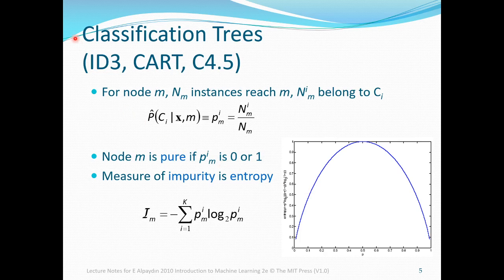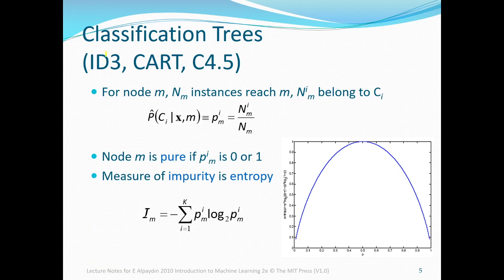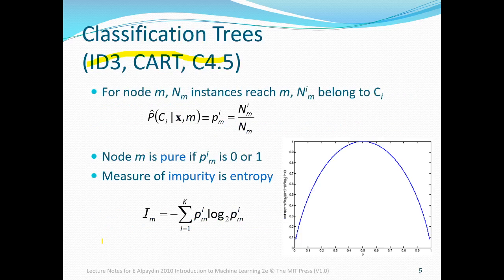Now we will be talking about classification trees. The classification trees are ID3, CART, and C4.5. For node m, N_m instances reach m, N_m^i of them belong to C_i. Node m is pure if p_m^i is 0 or 1. The measure of impurity is entropy.